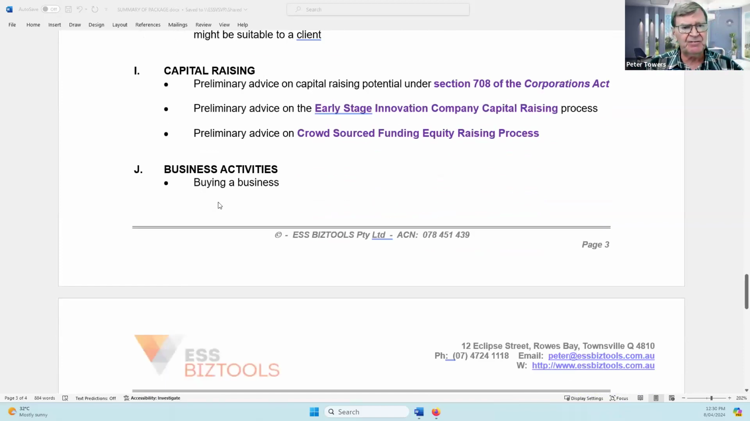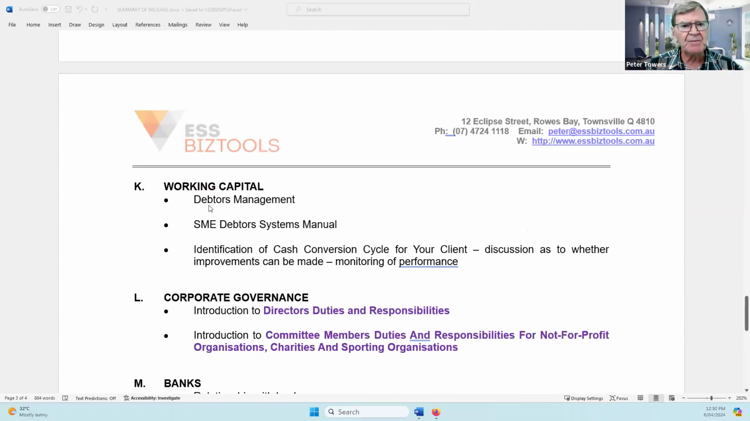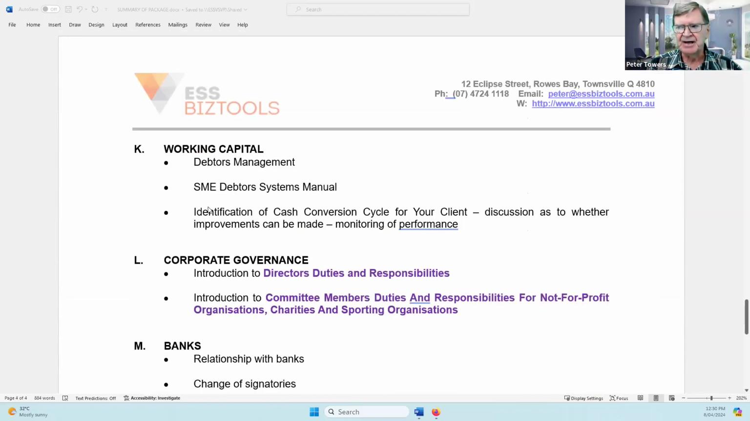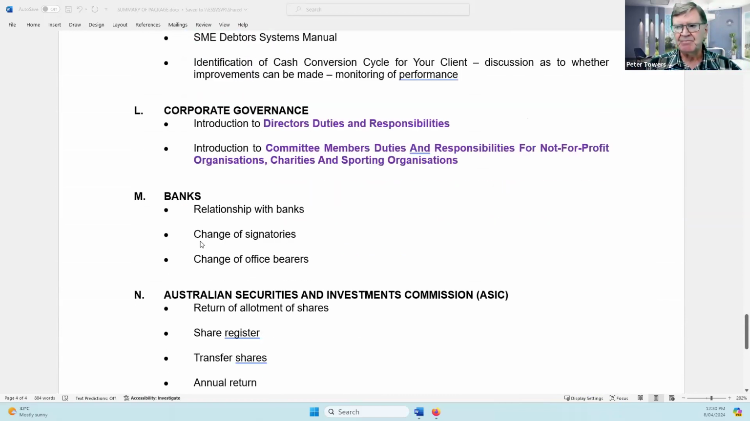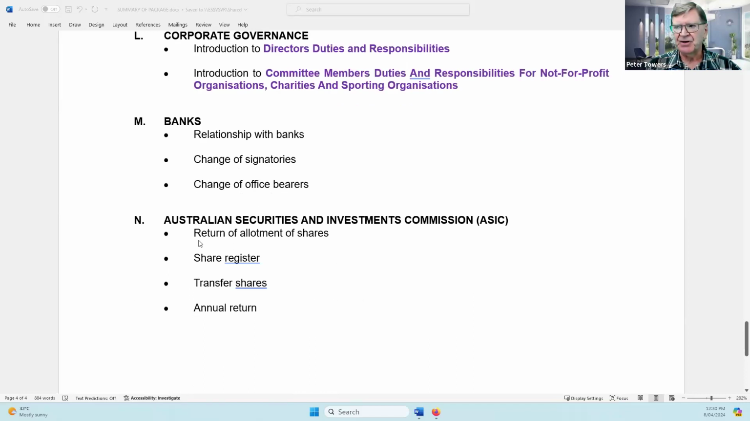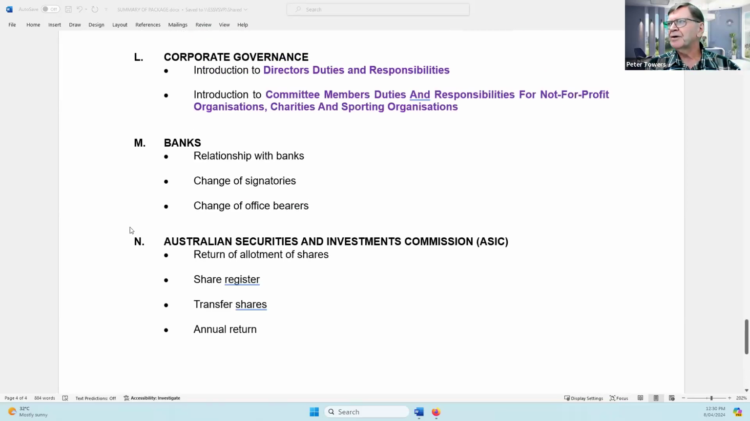Some of the other things we've got full material for are buying a business and the working capital area, which primarily relates to debtors control, where we've got a debtors systems manual. It's included in the system. In corporate governance, we also have some preliminary material on directors' duties and responsibilities and committee members' duties and responsibilities. And then we have some material on banks and Australian Securities and Investments Commission. So that's a brief overview of what is incorporated within the advisory intro package.